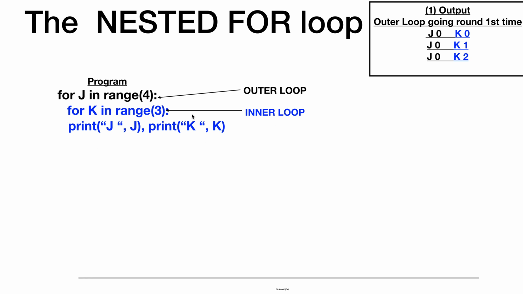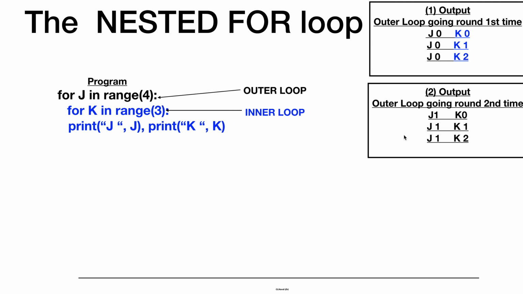Then you go round the inner loop again, and the next value of k is 2. So if you print j, print k, well, j has still retained its value of 0, and k is now 2. Okay, and then you get this. So you go back to the outer loop. For j in range 4, the next value of j is 1. Then you go and you execute all of the inner loop again.